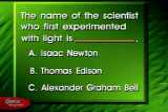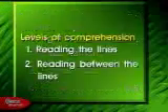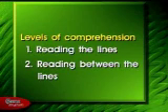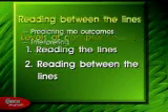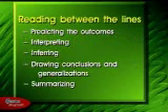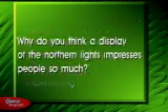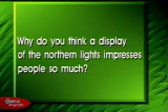The second level of comprehension skills is referred to as implicit or interpretative comprehension. It is reading between the lines. The questions require predicting outcomes, interpreting, inferring, drawing conclusions and generalizations, and summarizing. Here's an example of an item for the second level. Why do you think a display of the Northern Lights impresses people so much?